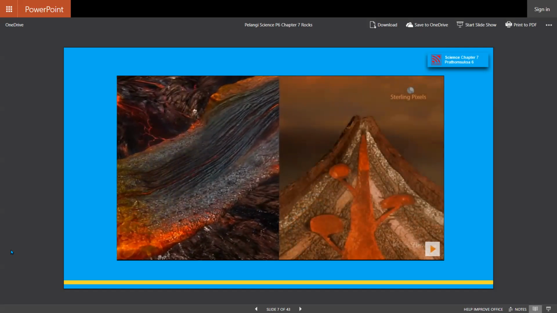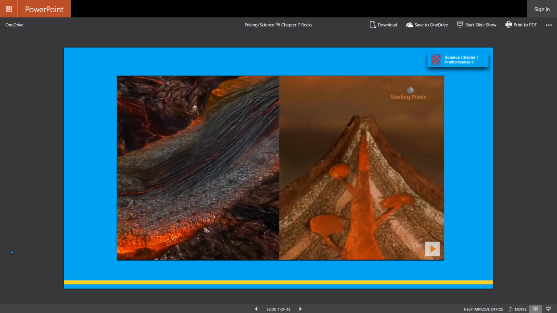So we have learned that igneous rocks are of two types: extrusive igneous rocks and intrusive igneous rocks. It is interesting to know that igneous rocks were the first to be formed and are also known as primary rocks.